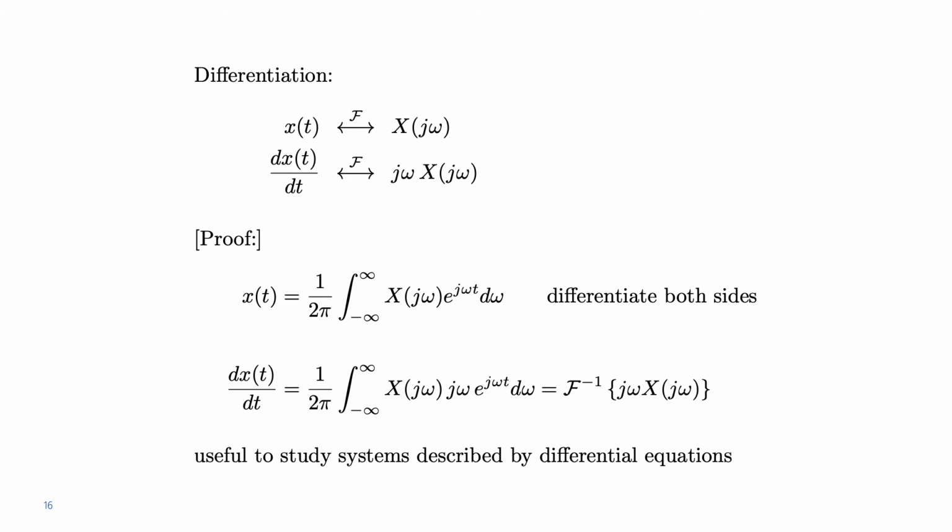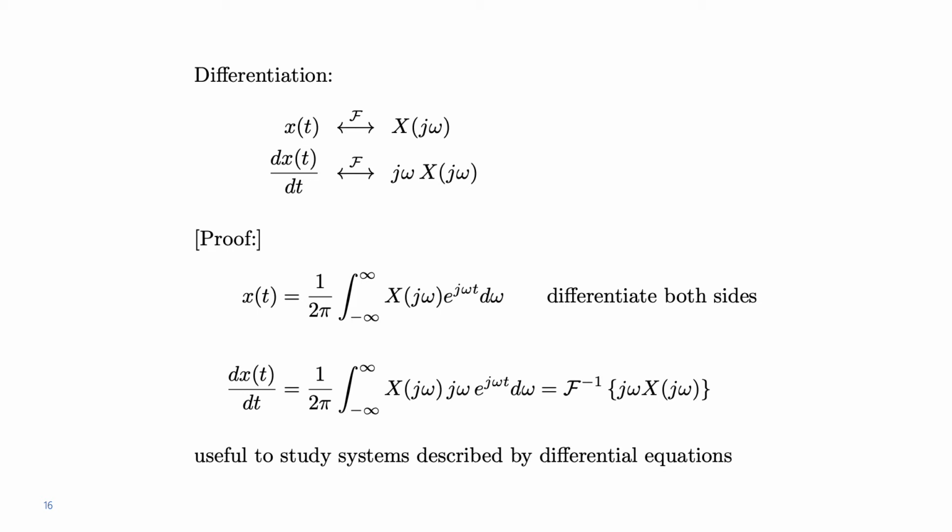We can prove this quite easily. Let's write x(t) as the anti-transform of X(jω), so simply as 1/2π times the integral of X(jω) e^{jωt} dω. Now let's differentiate both sides of this equation.